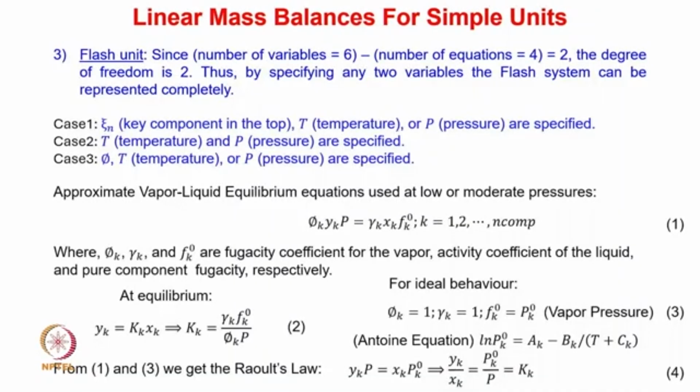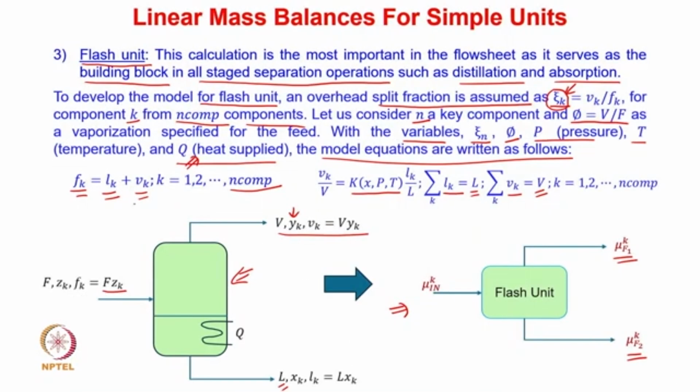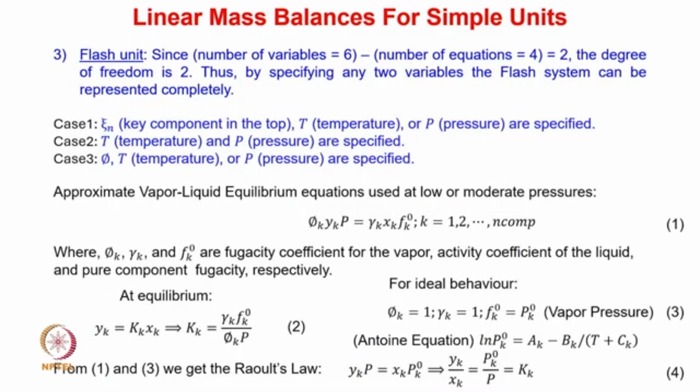So clearly you can see that if we count the total number of variables here, 1, 2, 3, 4, 5 and 6, there are a total of 6 variables, and the number of equations is 1, 2, 3 and 4. There are 4 equations and 6 variables. So in this case clearly the degree of freedom is 2. What it means is, by specifying 2 variables we can define the system completely.